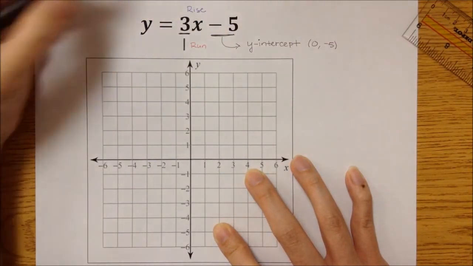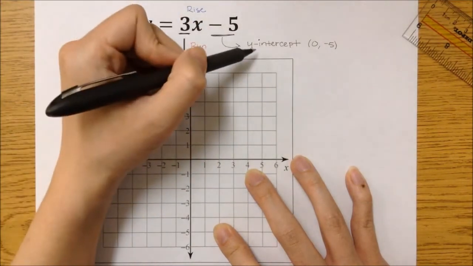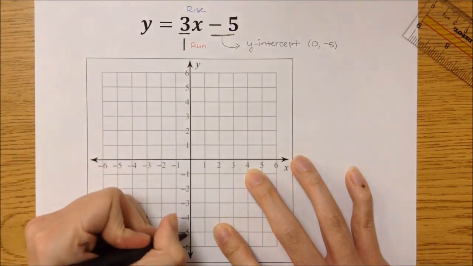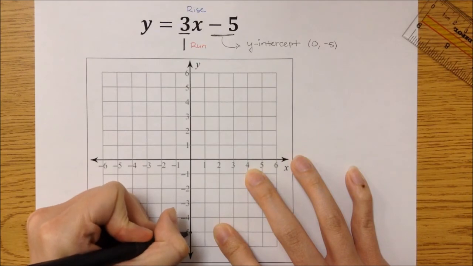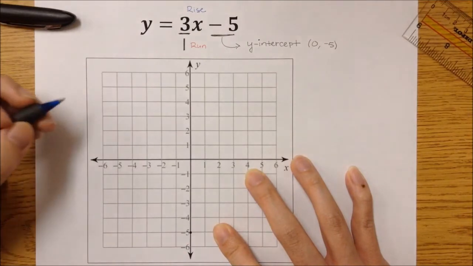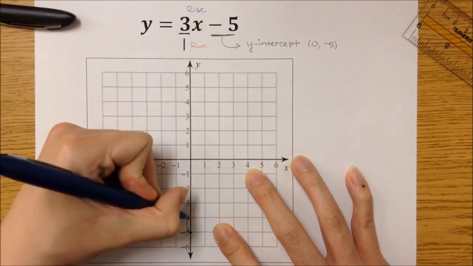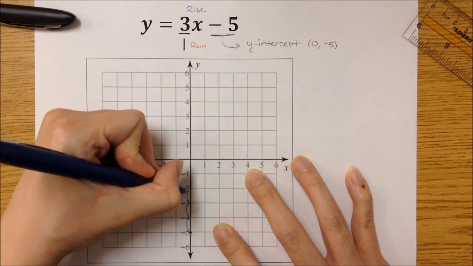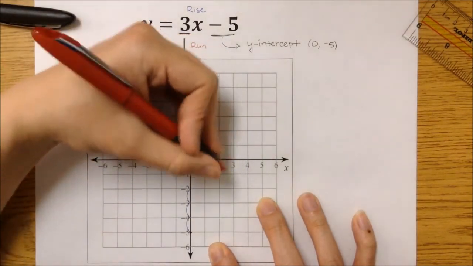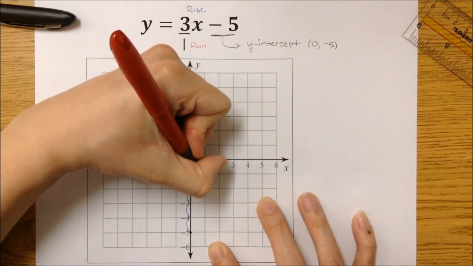Alright. We've identified our slope, rise, and run so we can start graphing. We go to our y-intercept, which is 0, negative 5, right here. We found our slope. 3 is our rise. Since it's positive, I'm going to go up 3. 1, 2, 3. And then our run is 1, so I'm going to go to the right 1 time. And here is our second point.